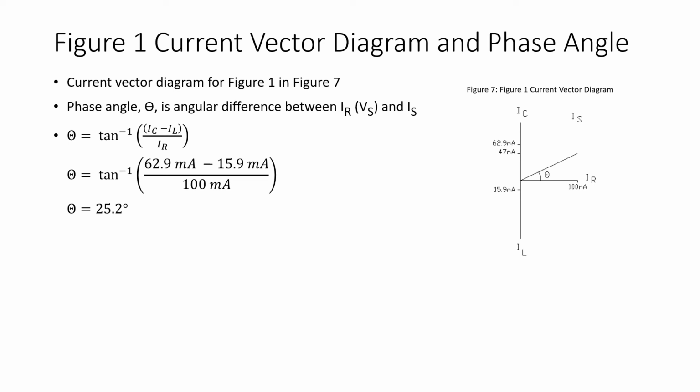Now the phase angle between the source current and the source voltage in the circuit of Figure 1 can be calculated with the equation shown, the inverse tangent of (IC minus IL) over IR, which gives us a phase angle of 25.2 degrees. So this is the phase angle between I source and IR, which is also the phase angle between I source and V source.